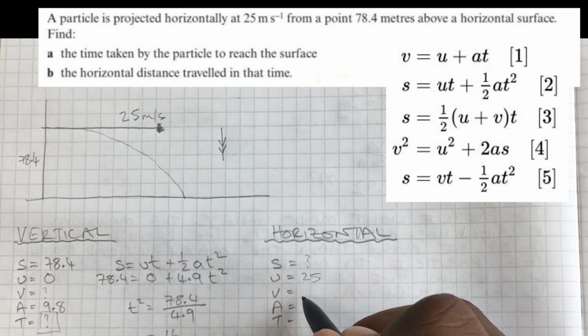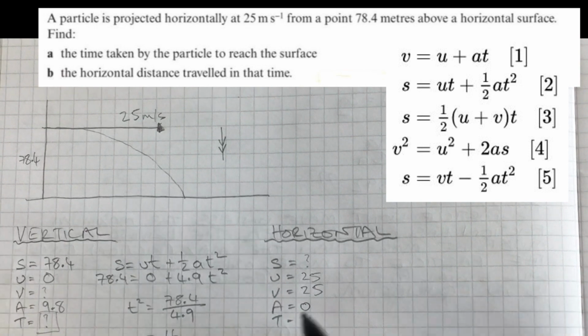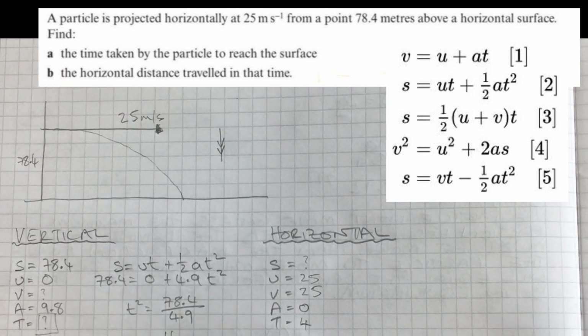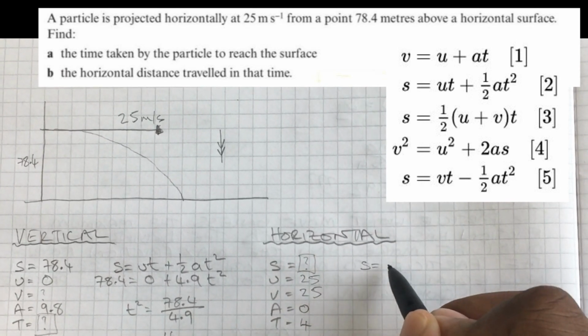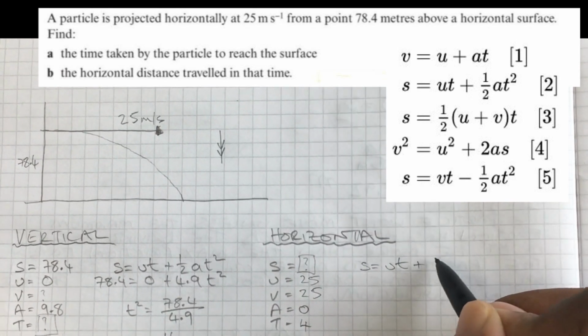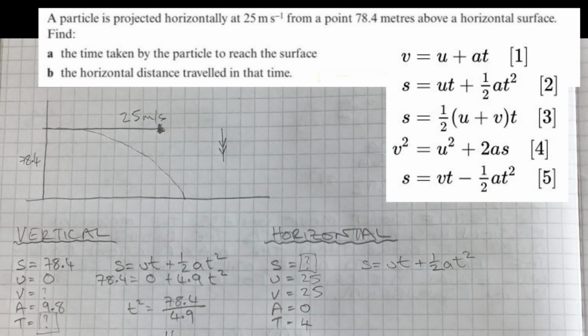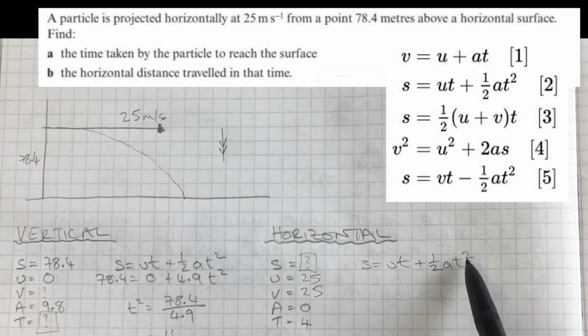So the initial velocity, 25, final velocity, 25, acceleration, we can just put in a 0. The time is the same time it took to hit the ground, so we're going to put that in as 4. All right, choosing a sensible Suvat equation. S equals ut plus half at squared seems to work again.